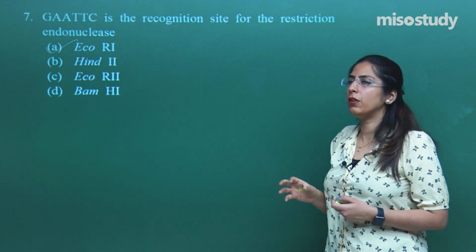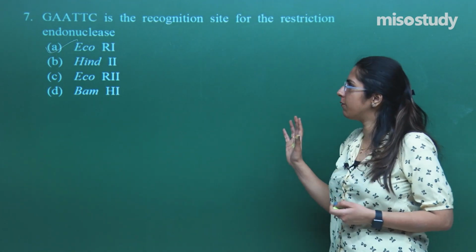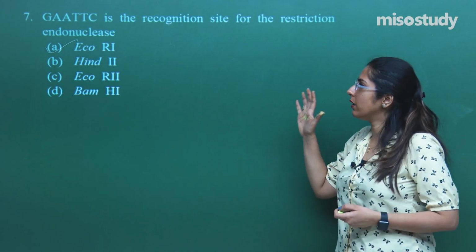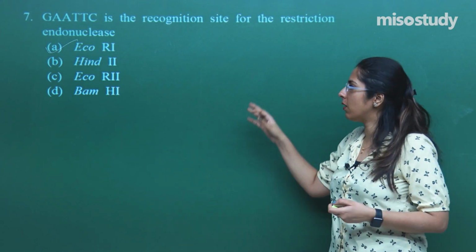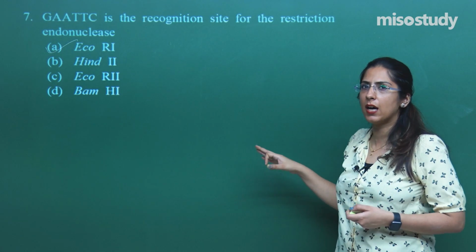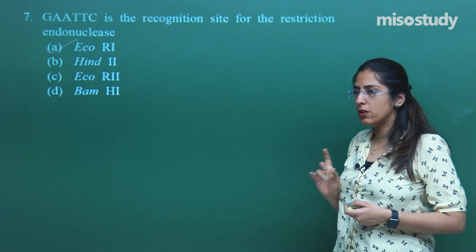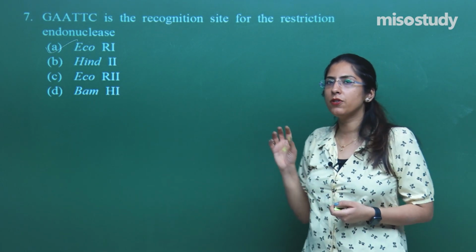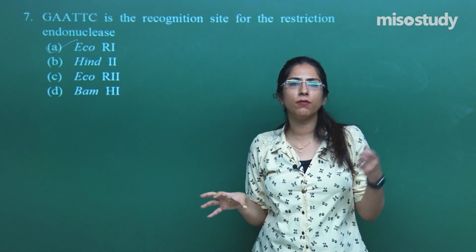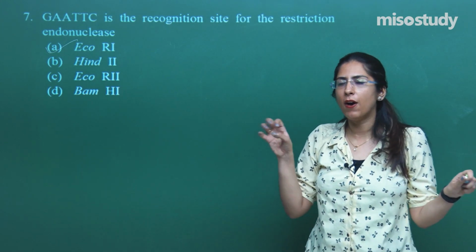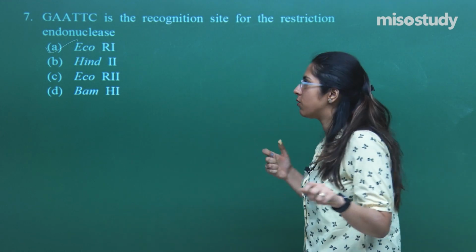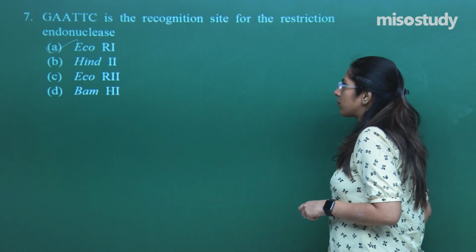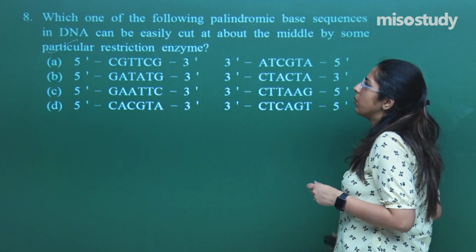This is one of the important questions. Why I have taken this question is that it's your duty to remember all those sequences, because they are very, very important. Also, you have to remember which of these enzymes produce sticky ends, which produce blunt ends, and why we prefer sticky ends over blunt ends. So this is the sequence.